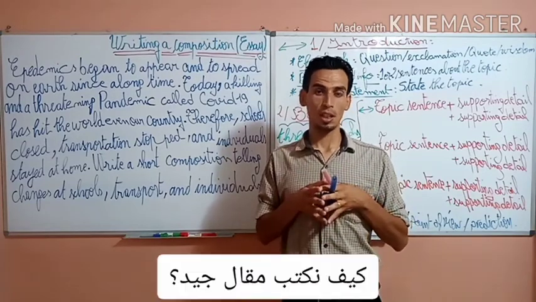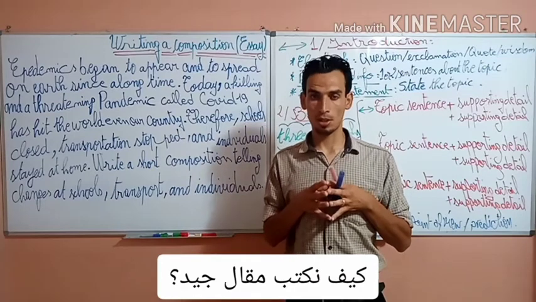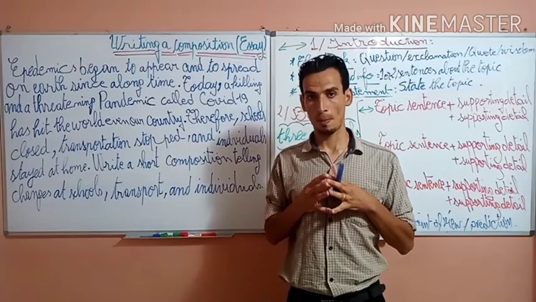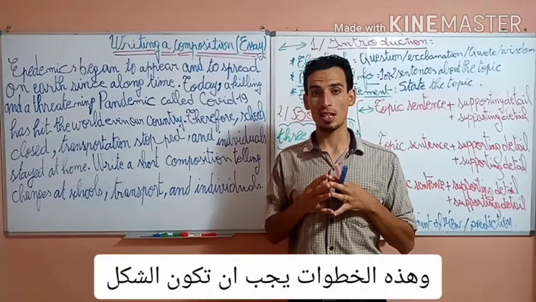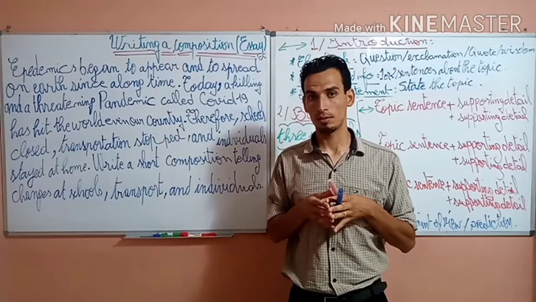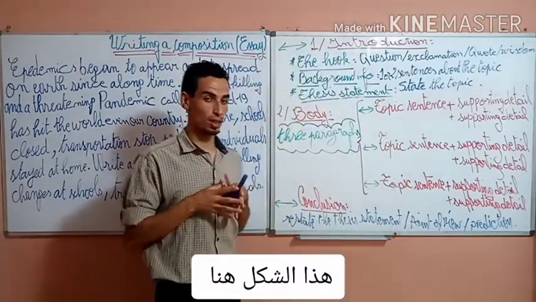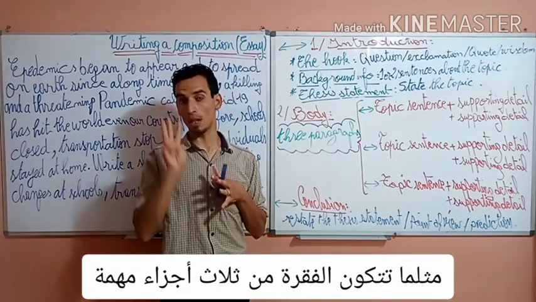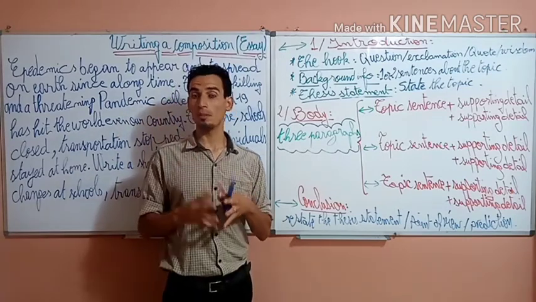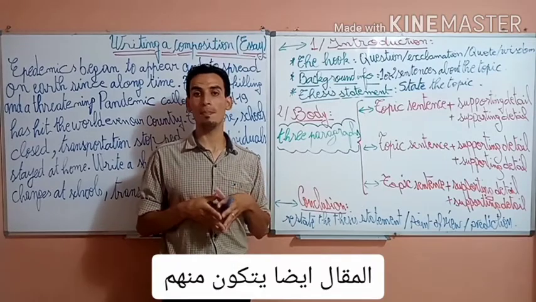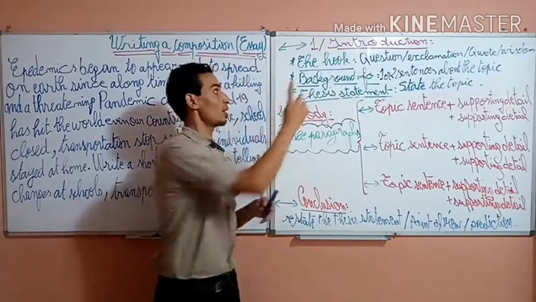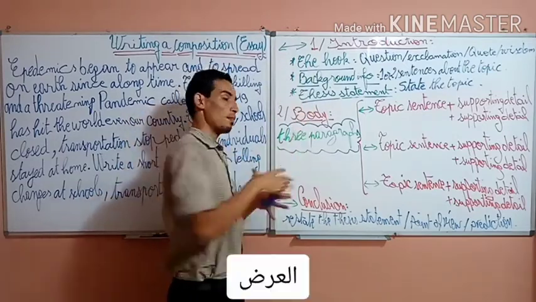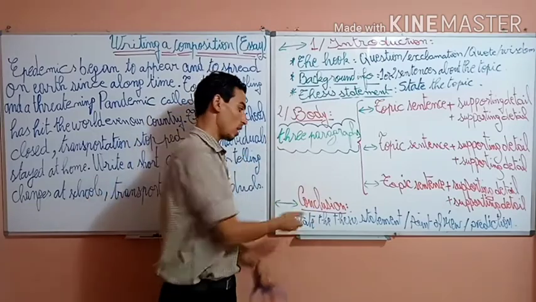A question: how do we write a good composition? The answer: we need to follow some steps, and these steps must be the outline. This outline is here. As the paragraph consists of 3 main parts, a composition also consists of them. First, we have the introduction. Second, the body, and lastly, the conclusion.